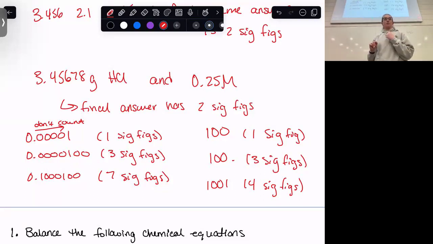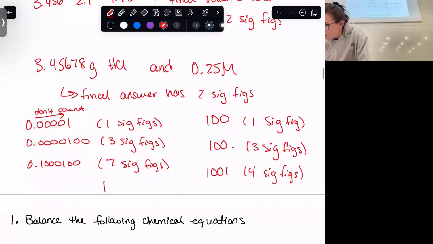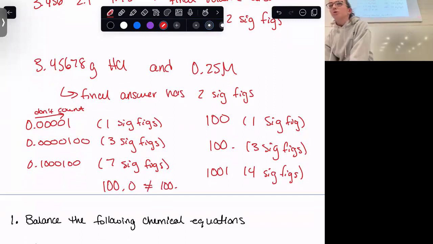Is writing 100.0 the same thing as writing 100 with a decimal point? No, nope. 100.0 does not equal 100 point, because how many sig figs are in 100.0? There's 4 here. How many are in 100 point? 3.